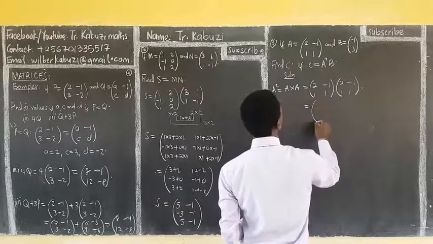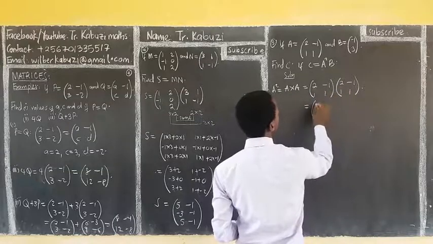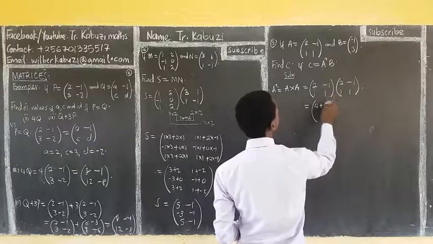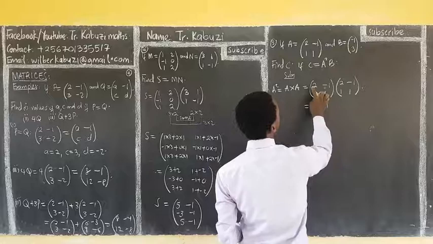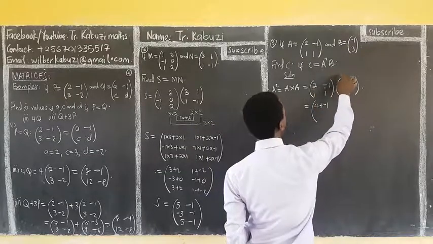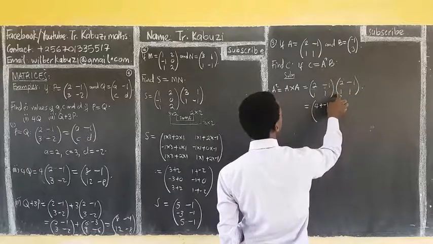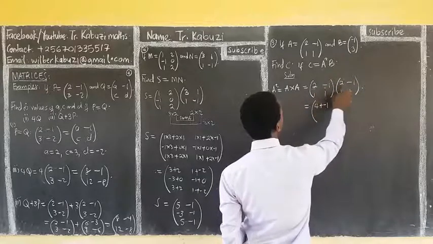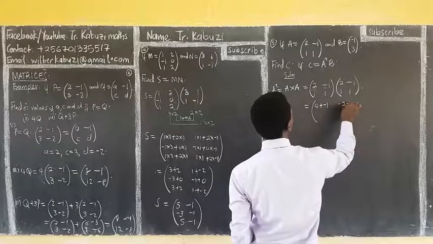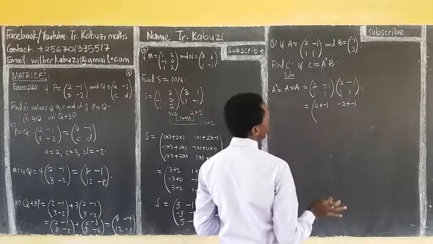We say row by column. Row by column. 2 times this, 4, plus this times this, negative 1. Now this row multiplies this column. So we say 2 times 2, 4. Then this times this, negative 1. Then 2 times this, negative 2. Then plus this times this, negative 1. So that row is done.